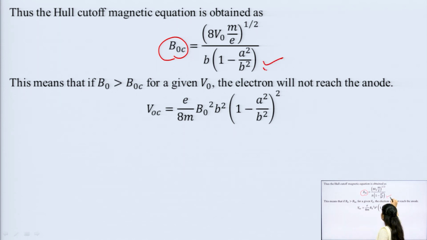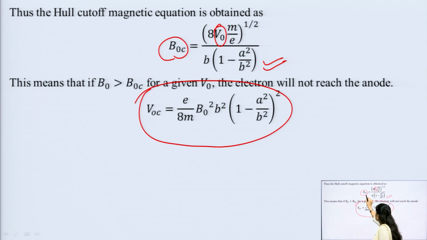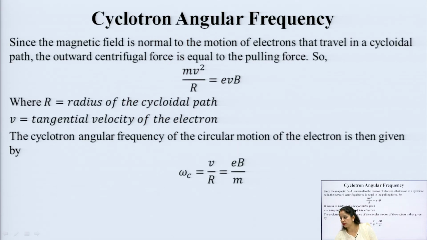and it is given by this, and if we want to continue with our value of V, we just rearrange it and we have that value. In this case, this B0c is represented by B naught. So, this is the derivation of the Hull cutoff voltage equation and the magnetic field.